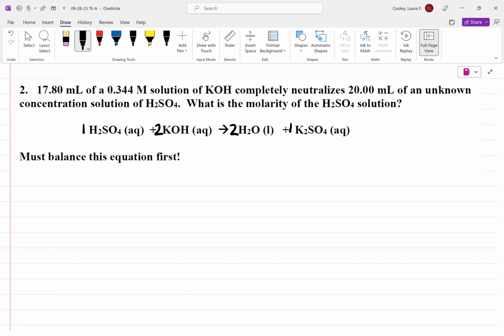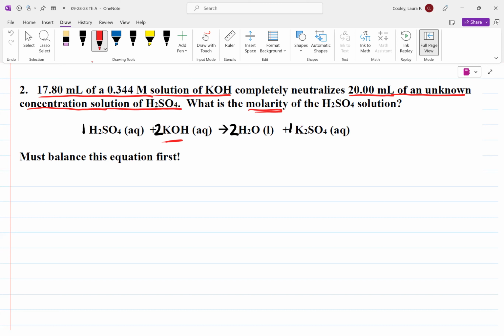Okay, so let's read this again. 17.80 milliliters of a 0.344 molar solution of KOH. So we have this reactant, and from this we can get the moles of the KOH. It completely neutralizes 20 milliliters of an unknown concentration solution of H2SO4. And what you're asked to find out is what that concentration is. So what are you given here and how are you going to be able to use it?